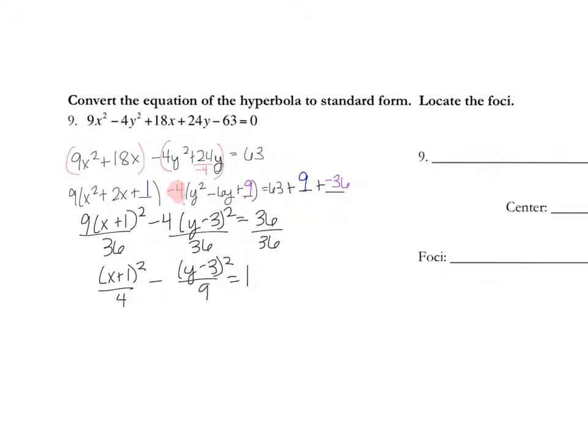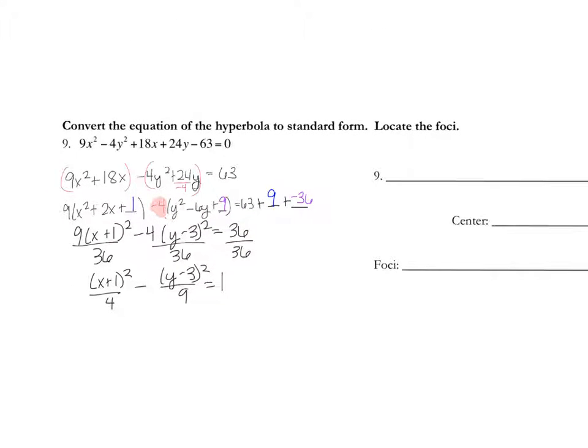And then you just had to answer the other questions over here. We get that the center is negative 1, 3. And for the focus points, we have to find the value for c first. So it's c squared equals a squared plus b squared. That's going to be 4 squared plus 9. Oh wait, those are already squared. It's going to be 4 plus 9. So c squared equals 13.